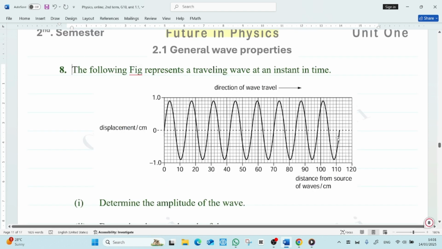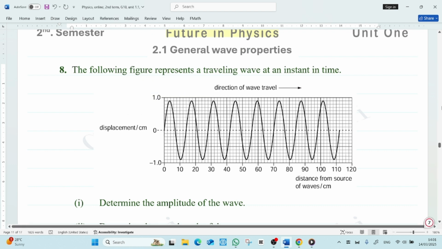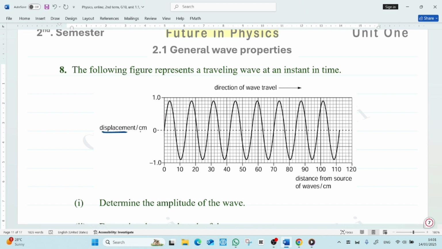Now, the next question. The following figure represents a traveling wave at an instant in time. This is the displacement in centimeters, and this is the distance in centimeters also. Determine the amplitude. The amplitude is the maximum displacement from the center. It is 0.9. Then the amplitude is 0.9 centimeter. The unit is centimeter.